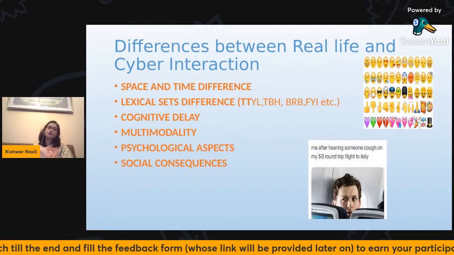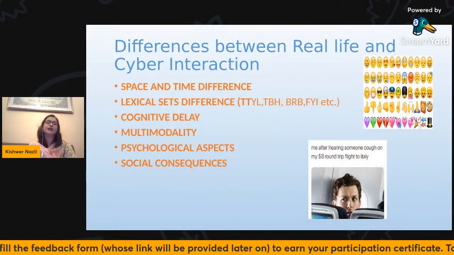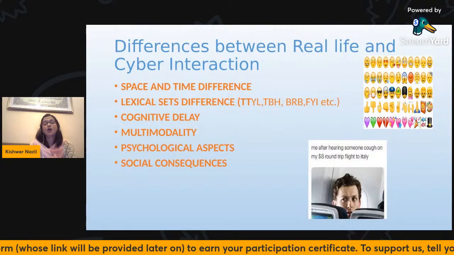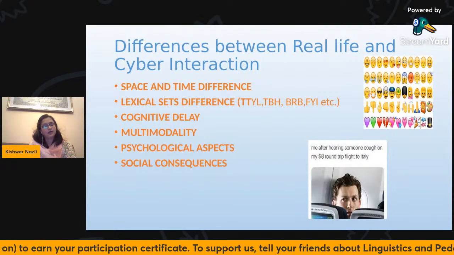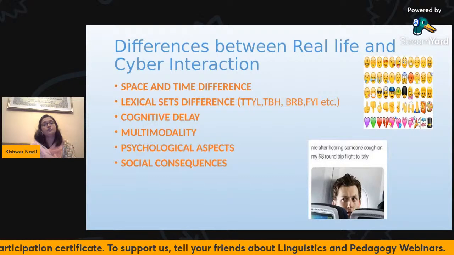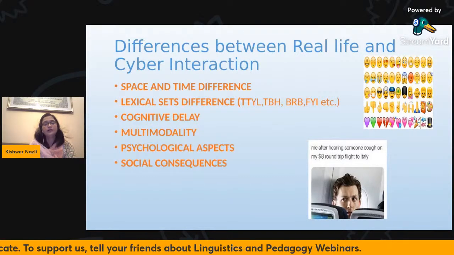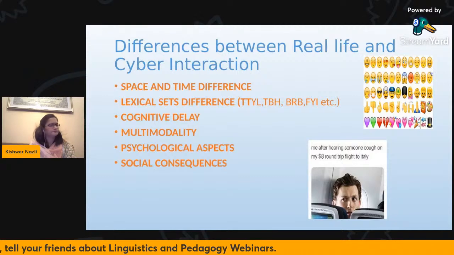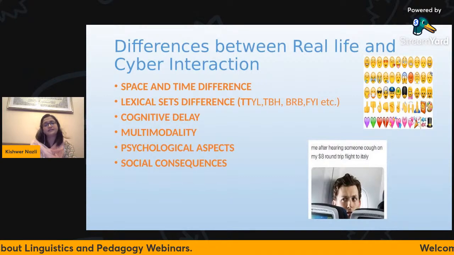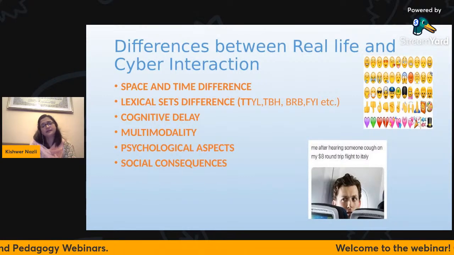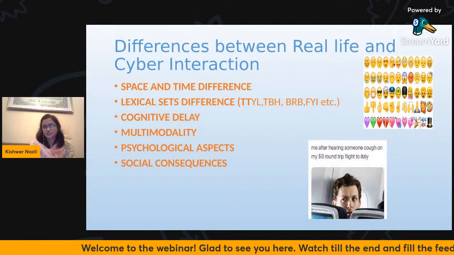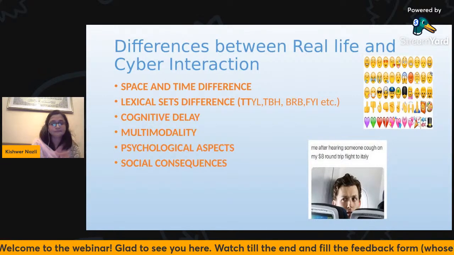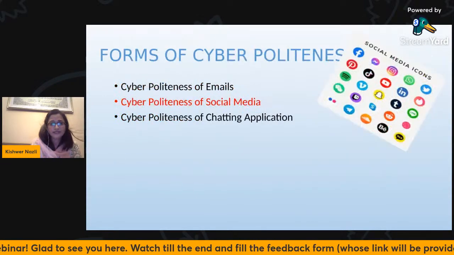Similarly, social consequences are there. You all know that nowadays we are losing our physical relationships with friends, and we do not meet face to face, we do not know the problems and difficulties of our friends' lives. Rather, we are so busy, and if this happens, we will lose somehow the beauty of our relationships. So these are the differences between real life and cyber.